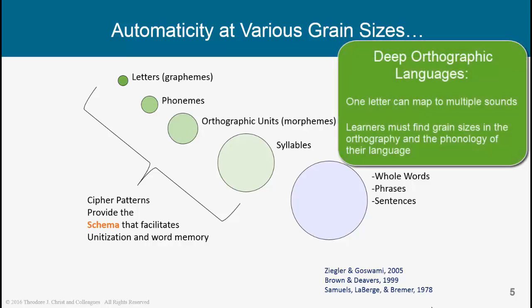English, however, is an example of a deep orthographic language because one single letter can make several different sounds. Instead of a distinct one-to-one correspondence, it's a one-to-many correspondence. So children are required to find those grain sizes in the symbol system, the orthography, and the phonology of their language. Researchers, including Brown and Devers, have shown that children learning to read English don't limit themselves to processing words one grapheme at a time or one phoneme at a time, but instead adopt that flexible unit size strategy that complements our synthetic phonics with attention to rhyme, syllables, and whole word patterns.